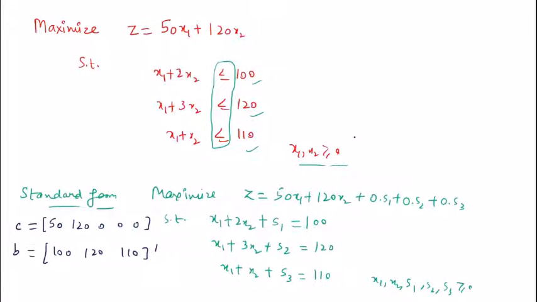And the coefficient matrix which I am going to input is this. The first column is the column of x1, so it's 1, 1, 1. The second is 2, 3, 1. The third is the column vector of S1, which is 1, 0, 0. The fourth is the column vector of S2, which is 0, 1, 0. And the last is 0, 0, 1.